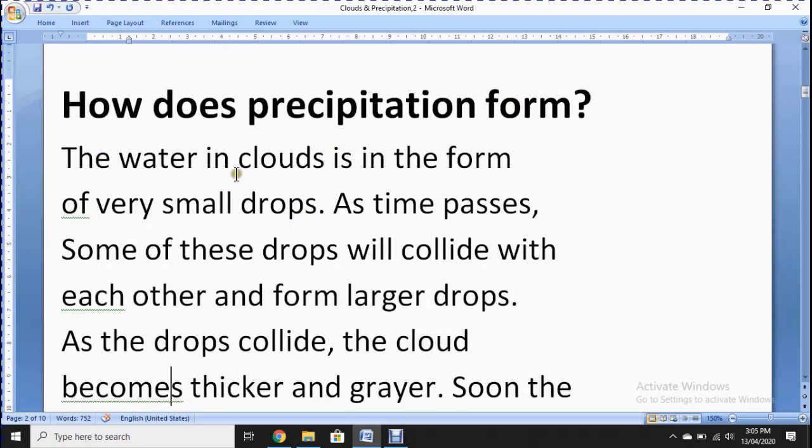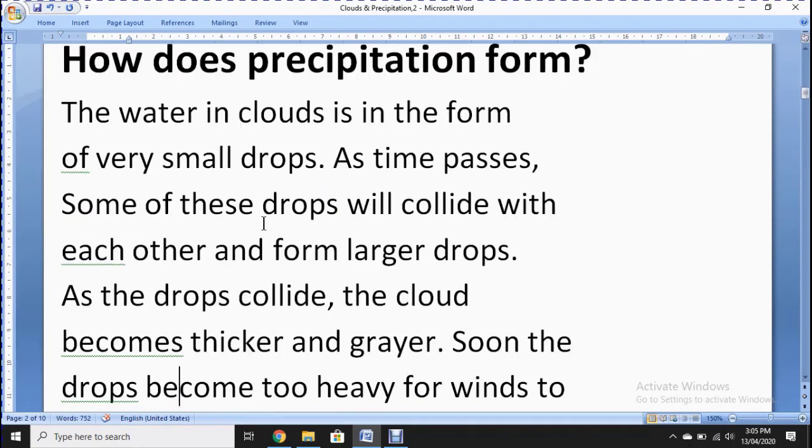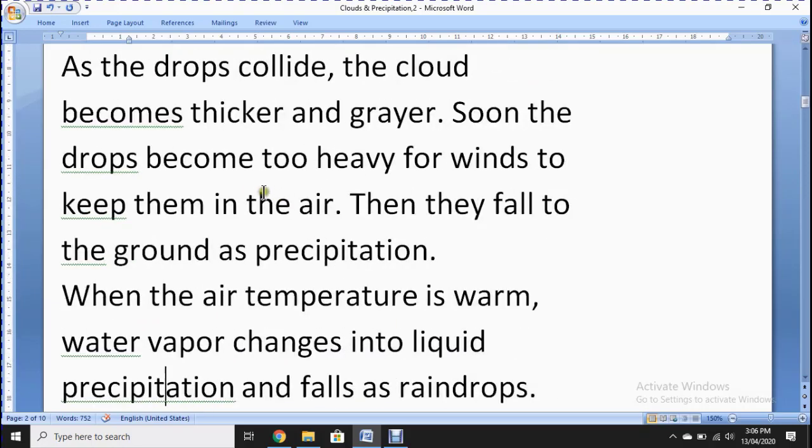We know that the water in clouds is in the form of very small droplets. You can say that these very small drops of water have very light mass and are not heavy. As time passes, some of these drops will collide with each other and form large drops. As the drops collide, the cloud becomes thicker and grayer. Soon the drops become too heavy for wind to keep them in the air.